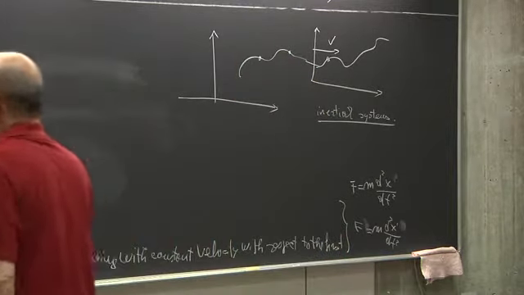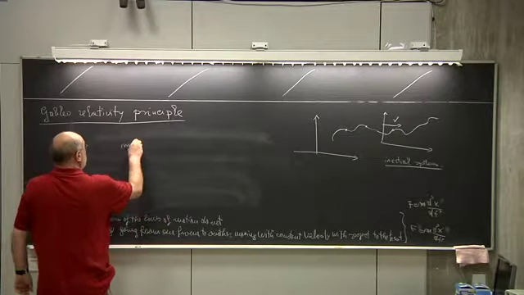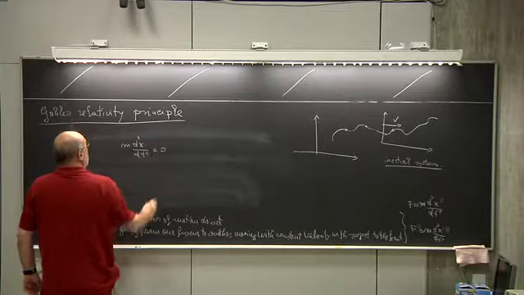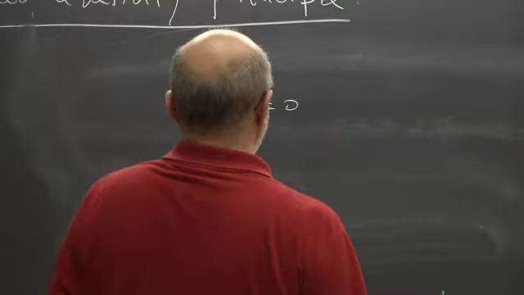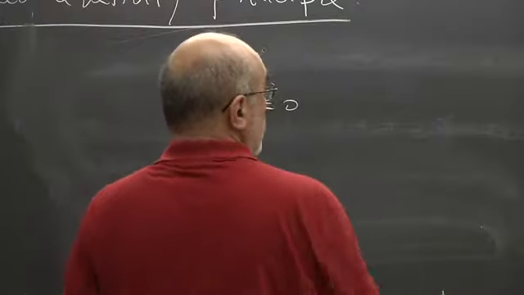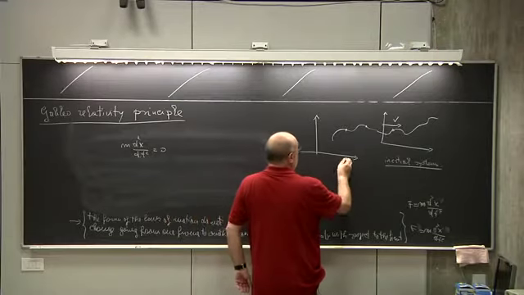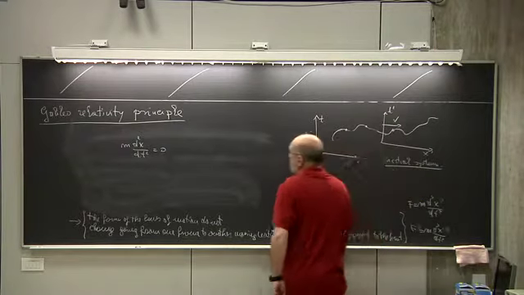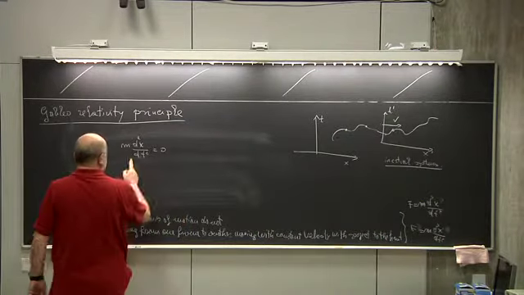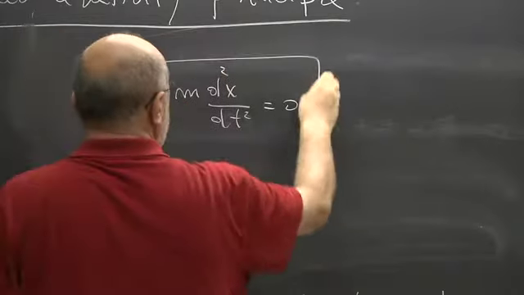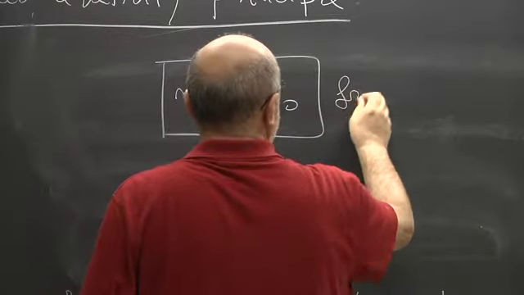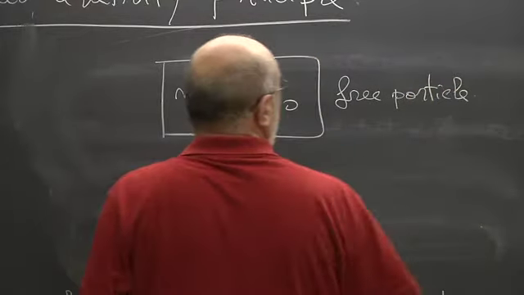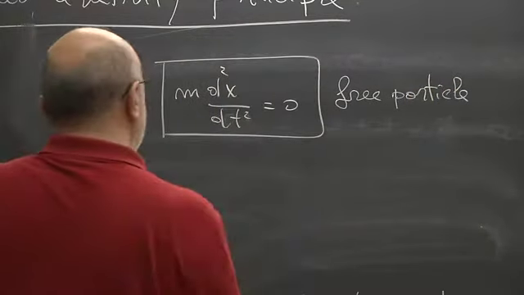So let's take, for example, the free motion. The free motion is this, if there is no force. Now let's go to the new coordinates. So this one is x and t. This one is x prime and t prime. This is the new frame. So let's see how this changes. So this is the free particle. Let's see how this changes when we go into the new frame.